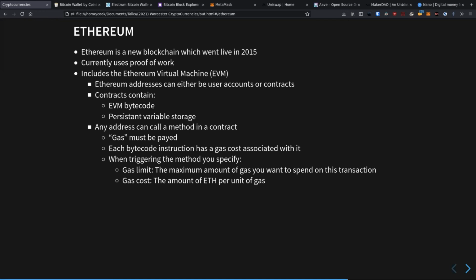So when triggering the method, you'd specify the gas limit. That's the maximum amount of gas you want to spend, because it's not always going to be equal, because there's control flow, there's if statements. So you specify a maximum amount that can be spent, and you also specify the amount of ETH you want to pay per unit of gas. So if you pay a higher gas cost, that essentially means you're paying higher fees, and that will make your method call more desirable to be run by a node running the Ethereum virtual machine, similar to including a very expensive fee in a Bitcoin transaction.